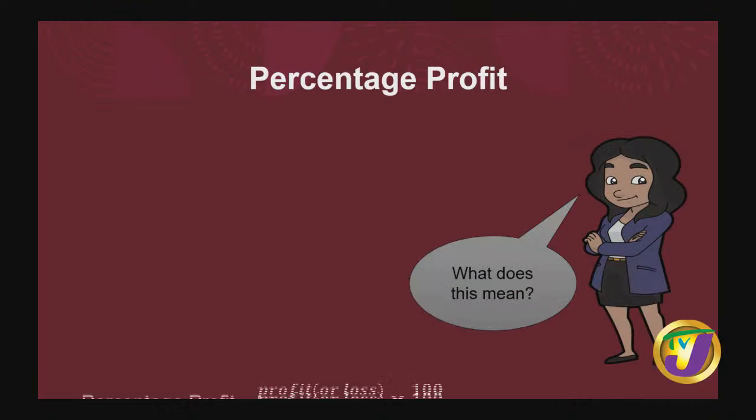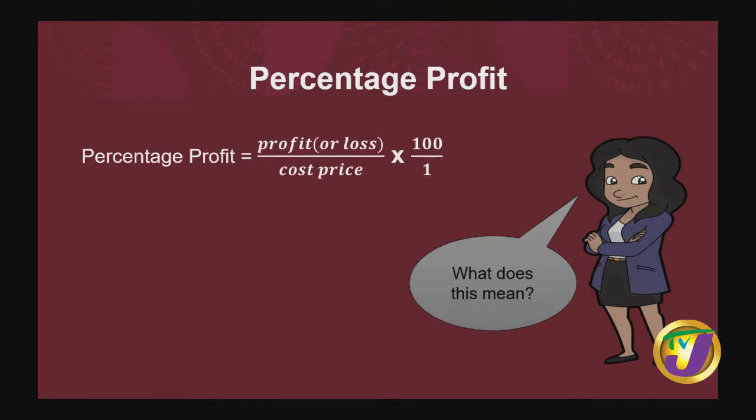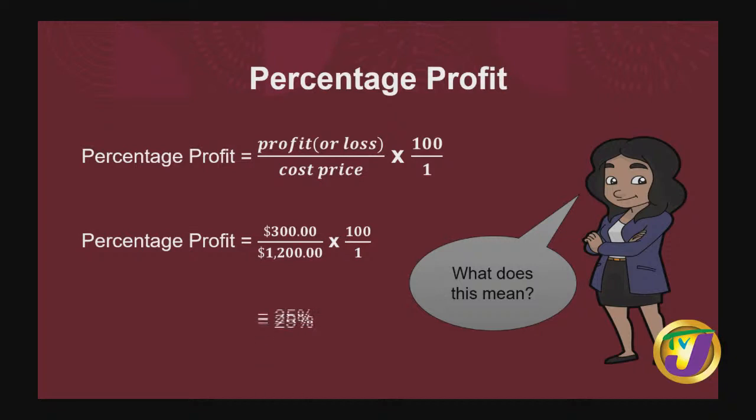As was stated before, in this case, we're looking at profit. So my profit is $300. The cost price for the jersey is $1,200. And I'm multiplying that by 100. So here we have 300 divided by 1,200 multiplied by 100. And my profit percentage is 25%.